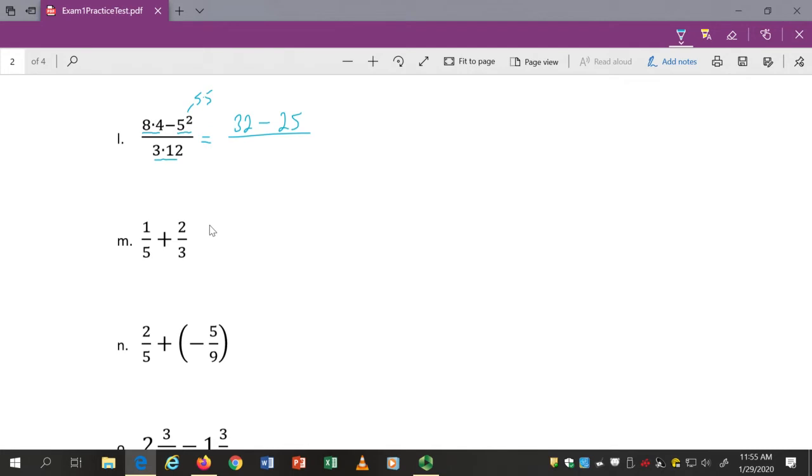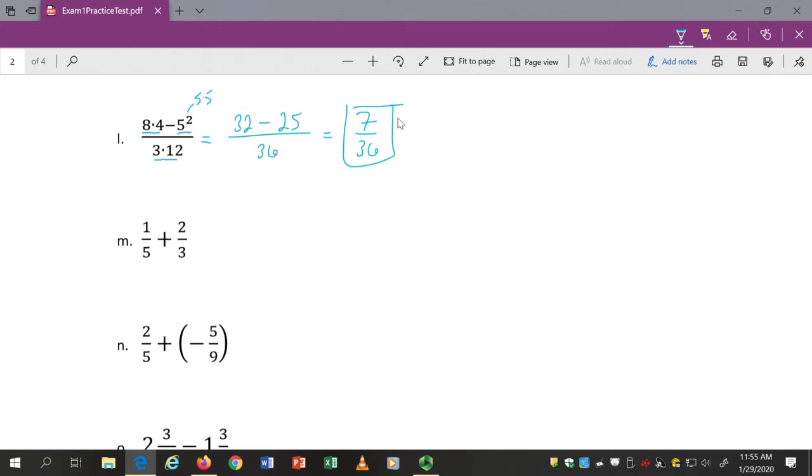So downstairs you have 3 times 12. So that's 36. Then we're going to clean up the numerator. 32 minus 25, 7? Is that true? So that's 7. And then the denominator is 36. That can't be reduced. So then we're just done.